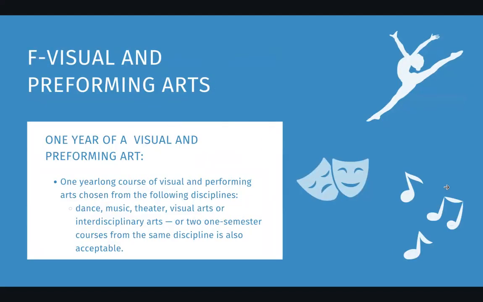Next, we have the F category, which stands for the Visual and Performing Arts. For this category, students are to complete 1 year of a visual and/or performing art. So like 1 year of any coursework in the following disciplines: dance, music, theater, visual arts, or interdisciplinary arts, with 2 one-semester courses of the same class.